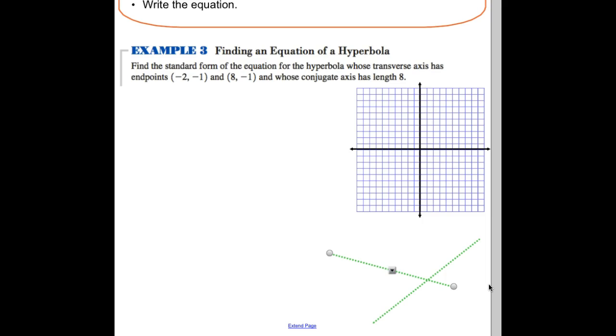It says, find the standard form of the equation for the hyperbola whose transverse axis has endpoints -2, -1, and 8, -1. What do they mean by the endpoints of the transverse axis? Transverse was like what in the ellipse? Yeah, it's like our major axis, okay? So transverse axis is connecting a vertex to another vertex. So they've really just given you the two vertices.